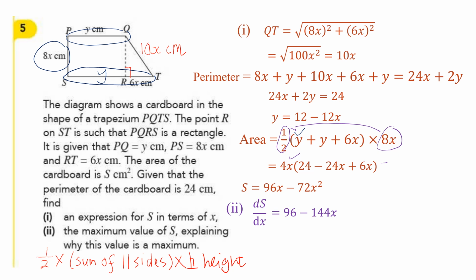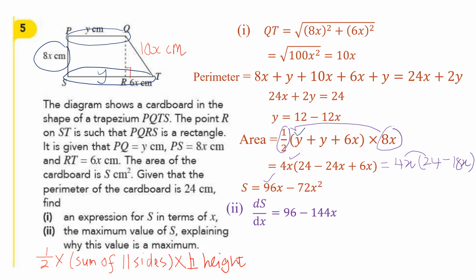What I mean by simplify it means 4x times 24 minus 18x. So you just take 4 times 24 gives you 96x. 4 times 18 will give you 72x squared.